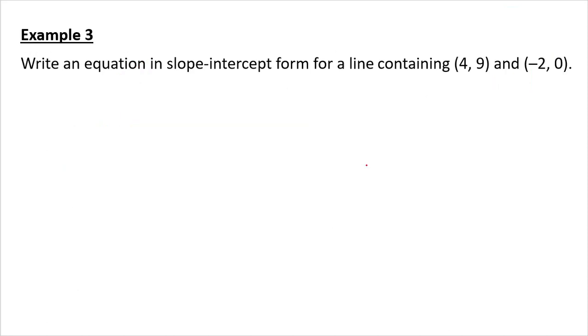Write the equation of a line in slope-intercept form for the line containing 4, 9, and -2, 0. All you need to write the equation of a line is you need slope and a point. That's all you need to write the equation of a line. So I find my slope. 0 minus 9 over negative 2 minus 4, negative 9 over a negative 6. That simplifies to be, if I reduce everything by 3, 3 halves.